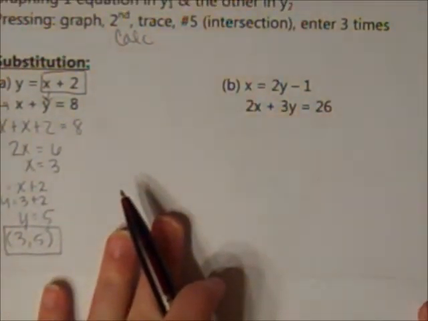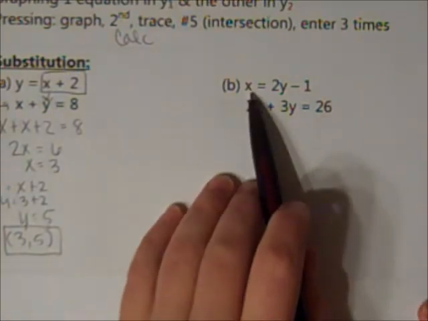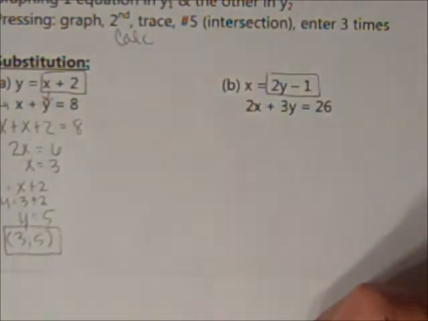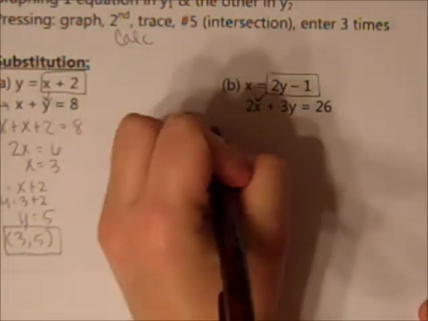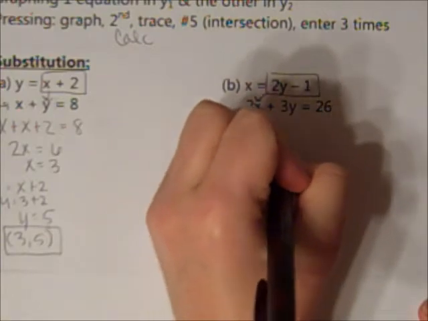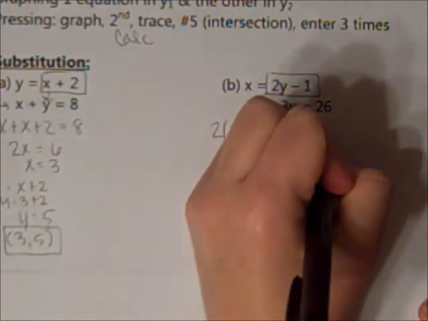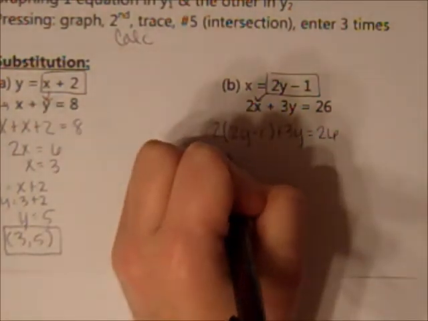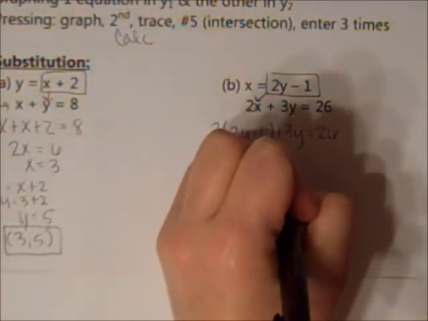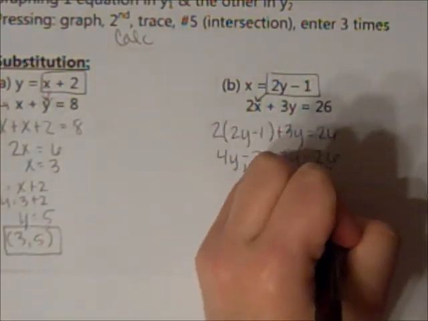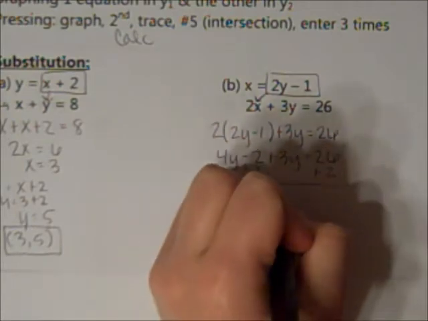Okay, here's one like I was telling you that it doesn't have to be solved for y, it could be solved for x. So it's the same kind of deal though. I'm going to take all this information and I'm going to plug it into x in the other equation. So I'm going to have 2 times 2y minus 1 plus 3y is equal to 26. Then I'm just going to distribute and solve. So 4y minus 2 plus 3y is equal to 26. That would be 7y is equal to 28.